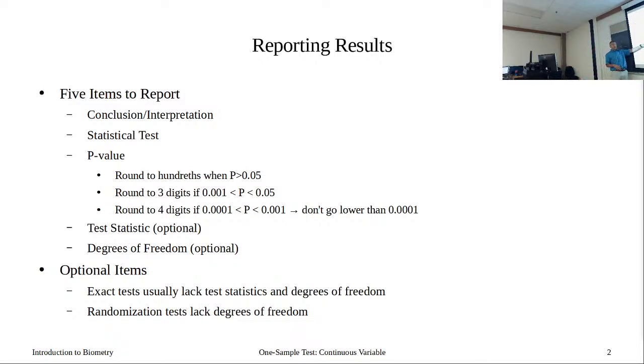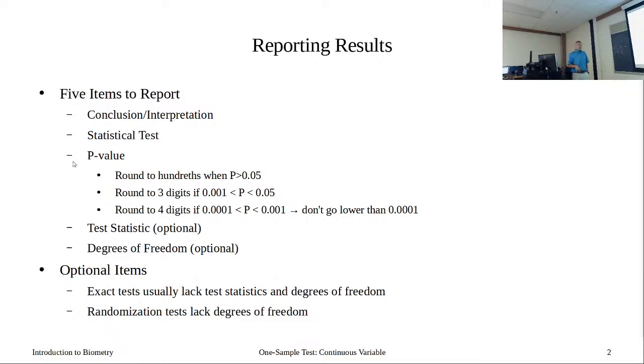Can we report a test statistic that we collected from our data? Yeah, we could, but it's not required because our test didn't make assumptions about our data, so we didn't have a degree of freedom associated with it, and we didn't have a test statistic that we then compared to some null distribution. So there's 5 things that we have to report: conclusion or interpretation, statistical test, p-value, test statistic, and degrees of freedom.